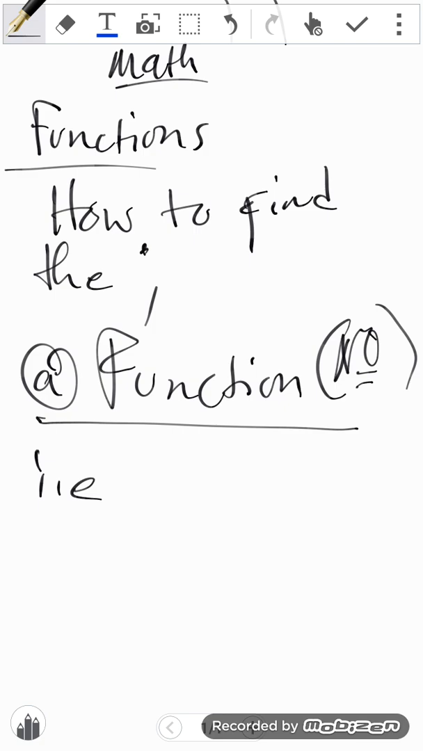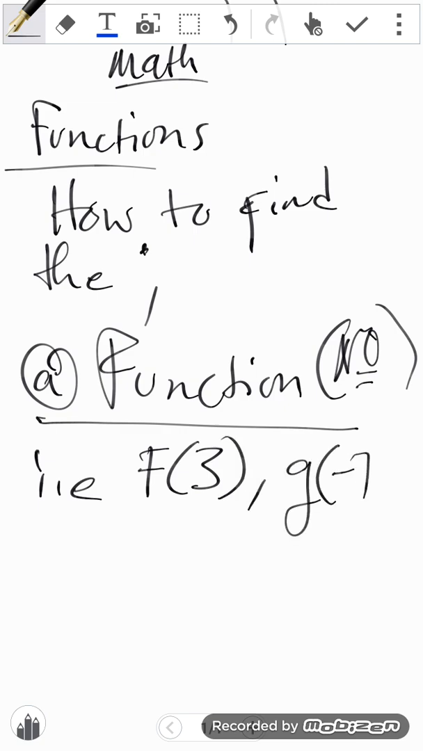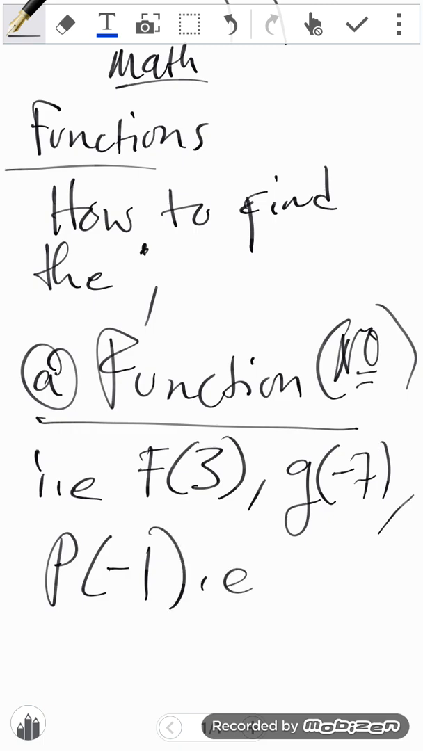For instance, we can have f of a number such as 3, or we can have g of a number such as -7. We can even have p of -1, and so on and so forth. So whenever you have f of a number, g of a number, p of a number, that just means that you have the function of a number. So now, how can you find the function of a number? Let's look at examples.